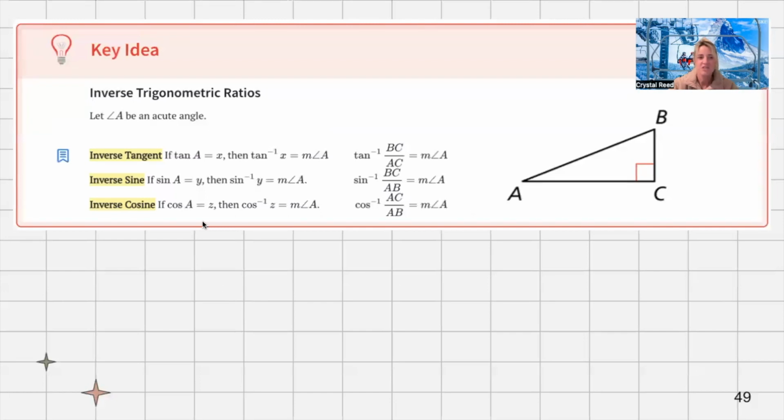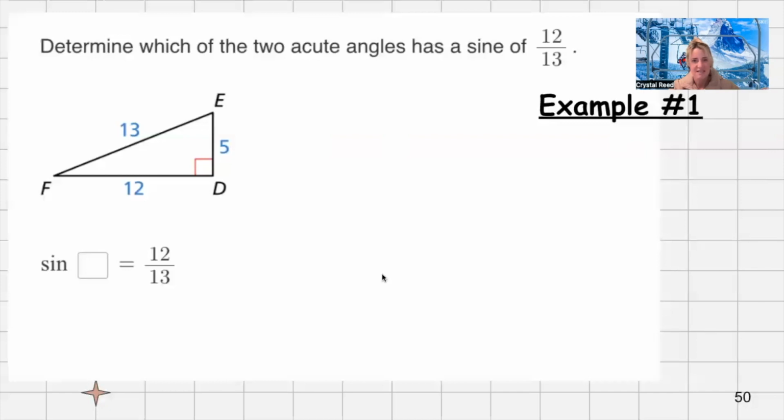All right, our inverse tangent will help you find an angle if we know the opposite and the adjacent. Inverse sine will help us find that angle if we know the opposite and the hypotenuse. And the inverse cosine will help us find that angle if we know the adjacent over hypotenuse. Sorry, goodness. SOHCAHTOA. You're going to use those same trig ratios that we learned, just a little bit different this time, and we'll get there when we do some examples.